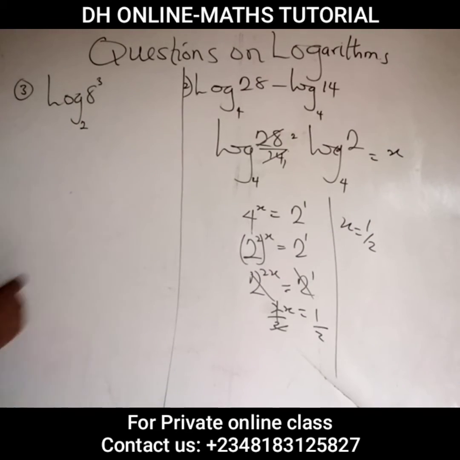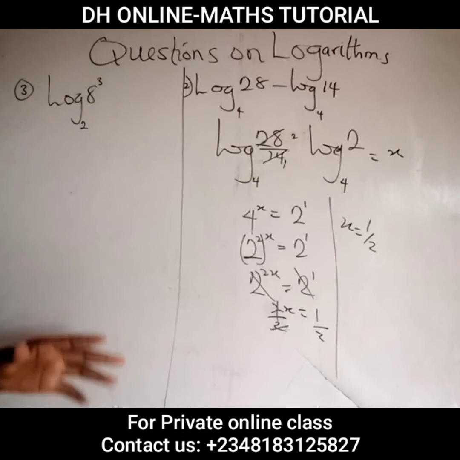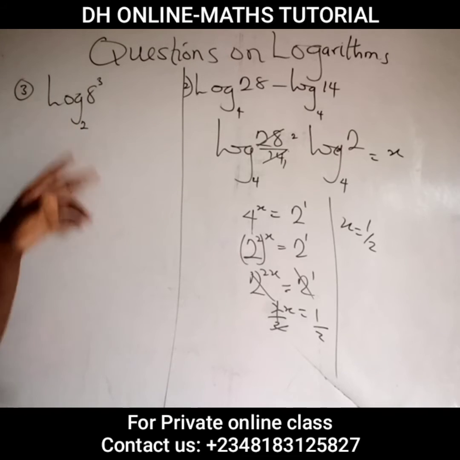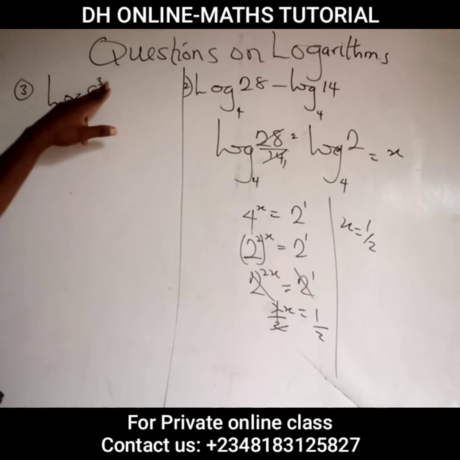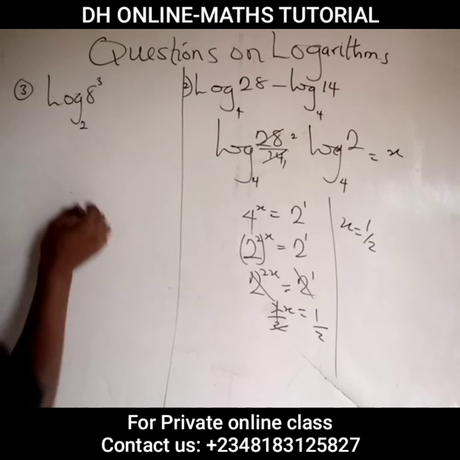So we move to this one now. This one says, this is the third law. The third law says that when your log has a base and a power or an exponent, the exponent moves to the front of the log and multiplies the log. So let's try that now.